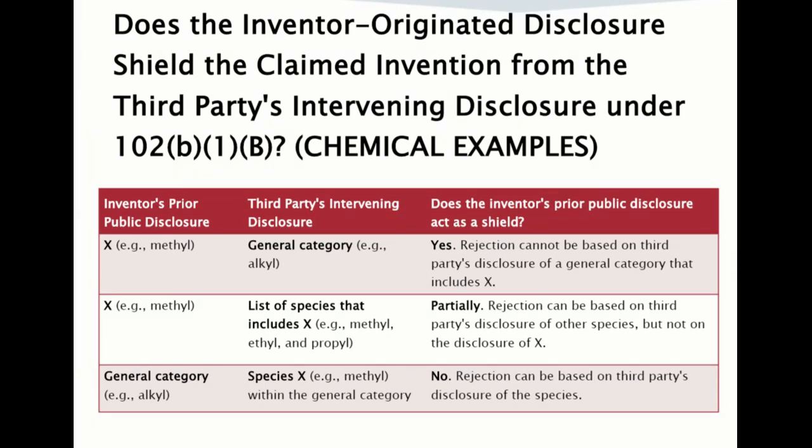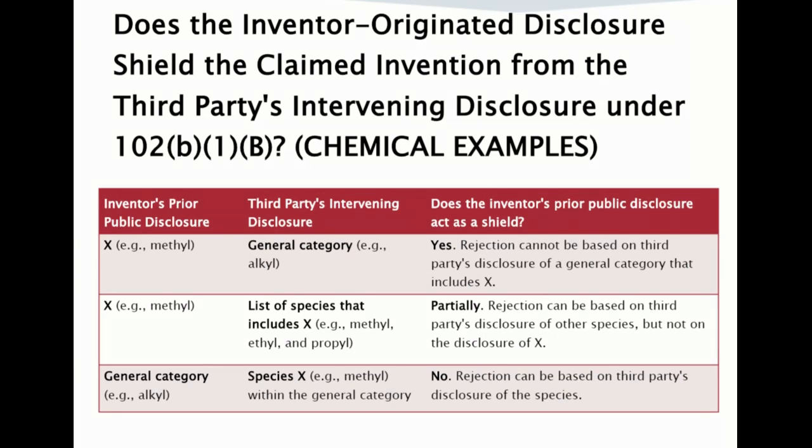In the second example, the third party has specifically disclosed methyl, as well as ethyl and propyl, within the inventor's grace period. The inventor's previous disclosure of methyl shields his claimed invention from the prior art effect of the third party's disclosure of methyl. However, the claimed invention is not shielded as to the third party's disclosure of ethyl and propyl, even if ethyl and propyl would have been obvious over methyl.